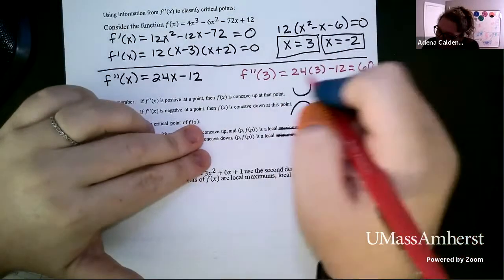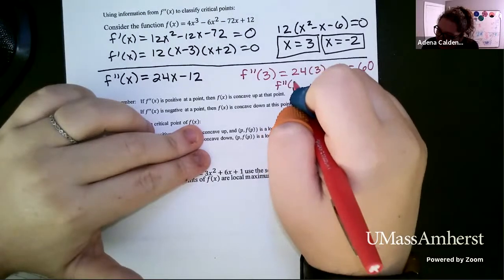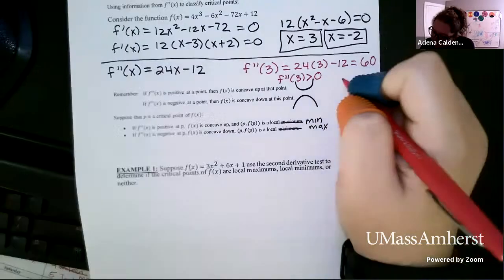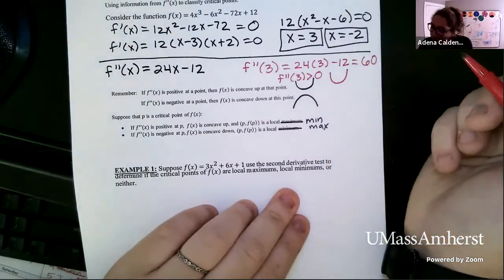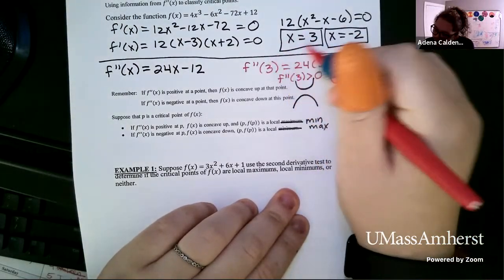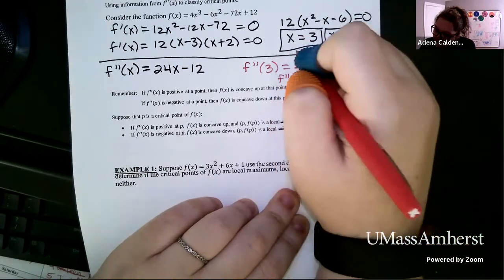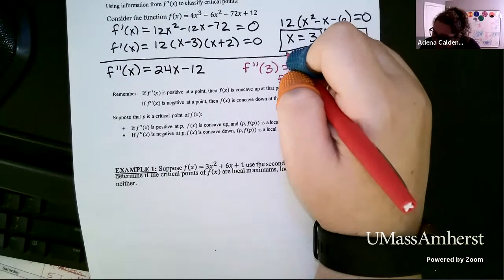So since the second derivative at 3 is positive, then the original function is concave up, which tells us that our critical point here, this x equals 3, is a local minimum. So I'm going to write that up here.